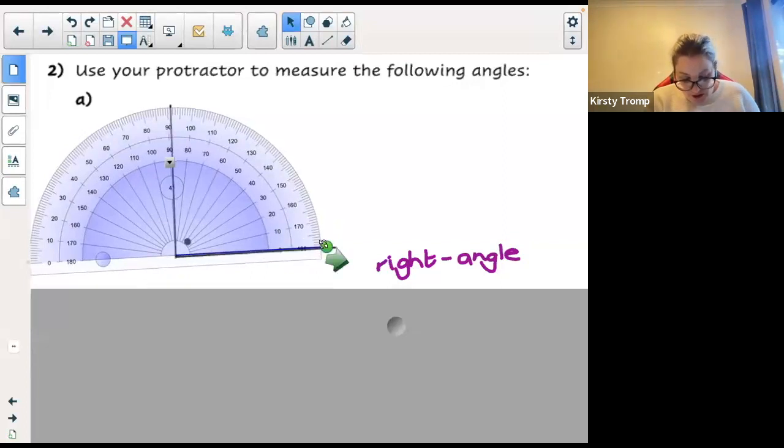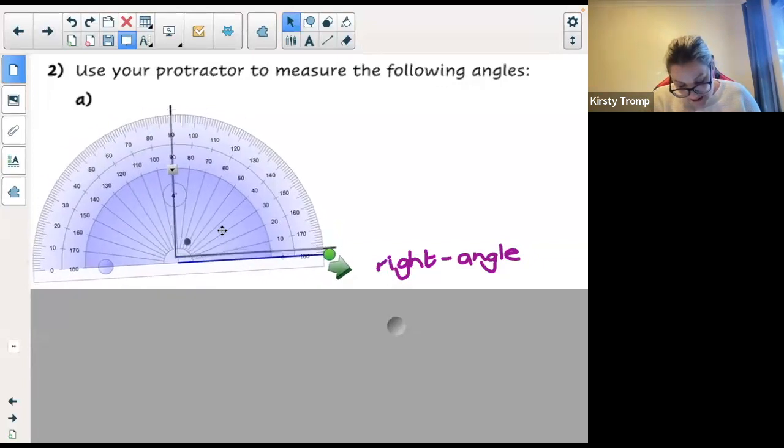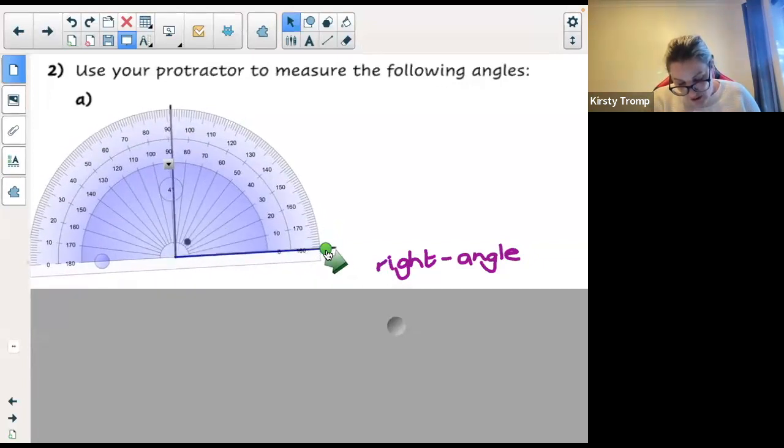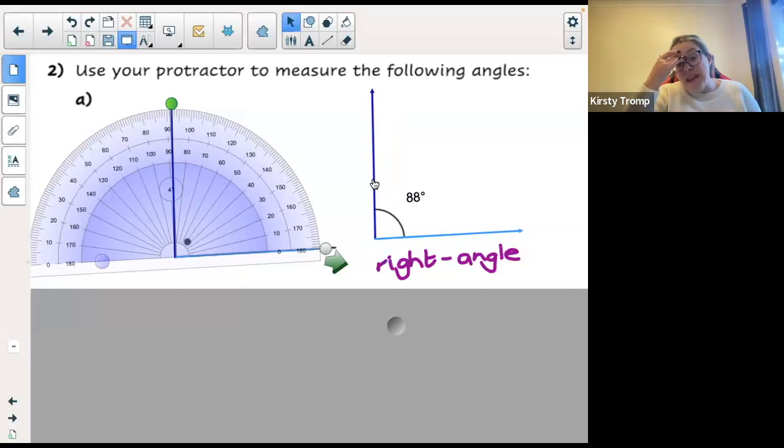I'm quite lucky because my protractor actually has this magical tool that I can use. Are you ready? I'm going to use this green line and sync it up with that part there. And then I'm going to press this arrow. Are you ready? Oh, look at that. Beautiful. So it's telling me that it was 88 degrees. So this angle measures 88 degrees.